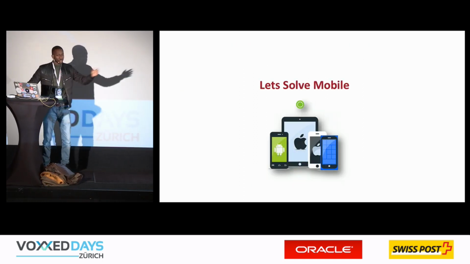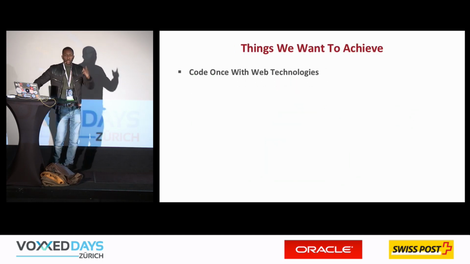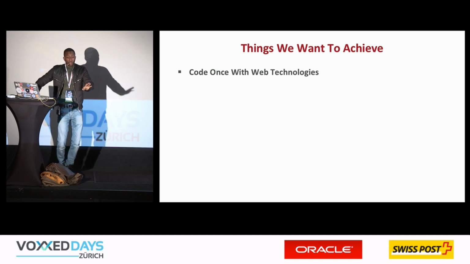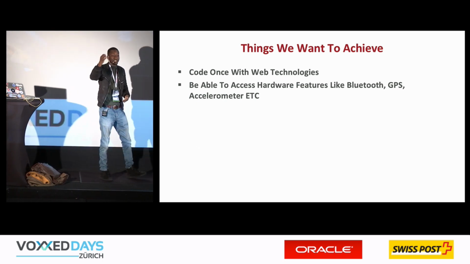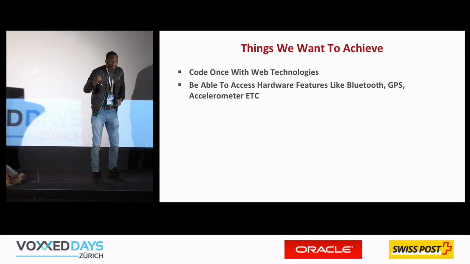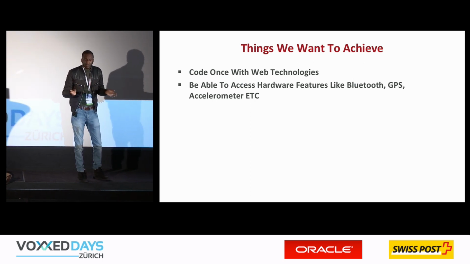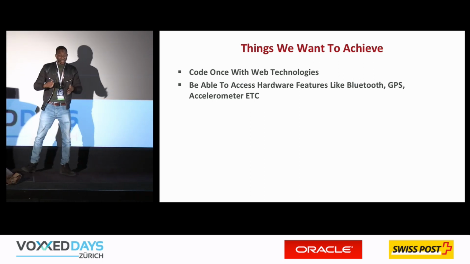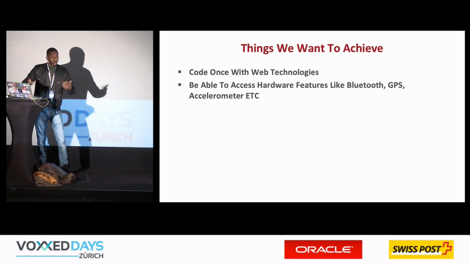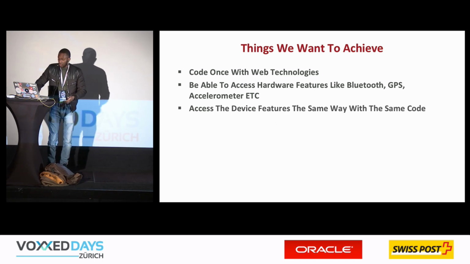Okay, so let us solve the mobile problem first, right? So we solve the mobile problem. This is what we want to achieve. We want to code once and with web technologies, right? We want to be able to access hardware features, because today, if you want to do something as simple as taking a photo of somebody from a web application, it is crazy. 5 years ago, you needed something called Flash, and you had to detect what version of Flash the person had. And then you had to wait for the person to download just to take a picture, literally. Good luck getting their location. It's getting better now, though, with new browser APIs. But when you're creating applications on the web, it's really, really difficult.